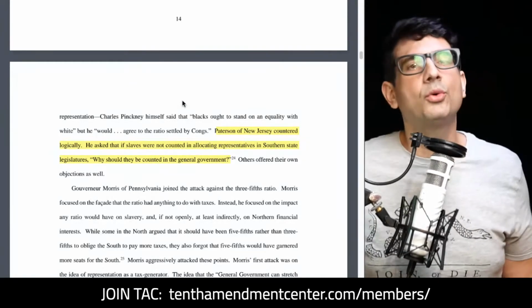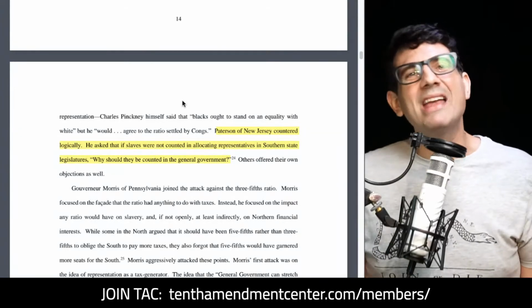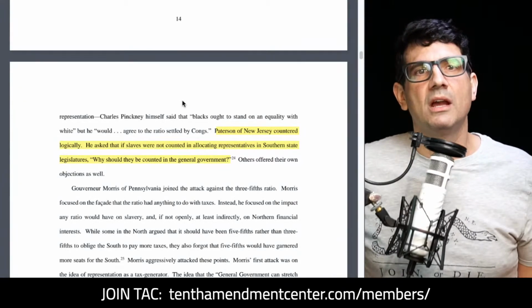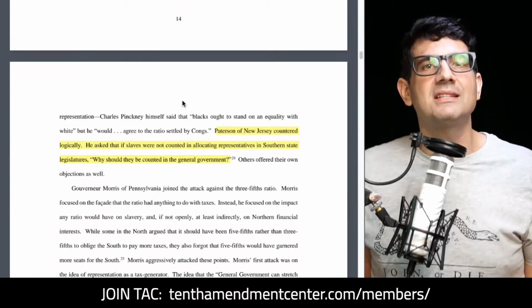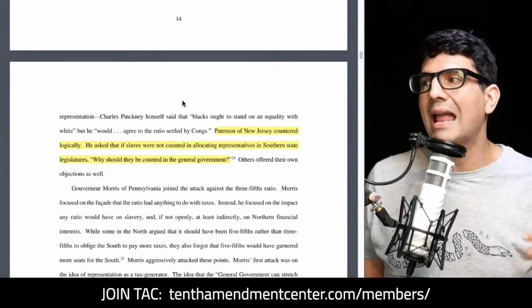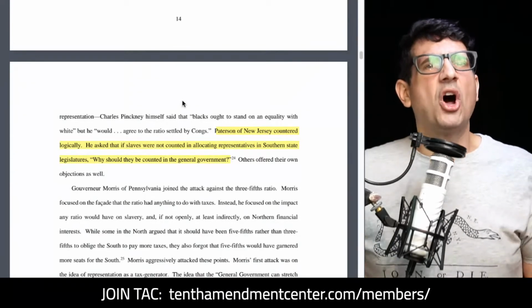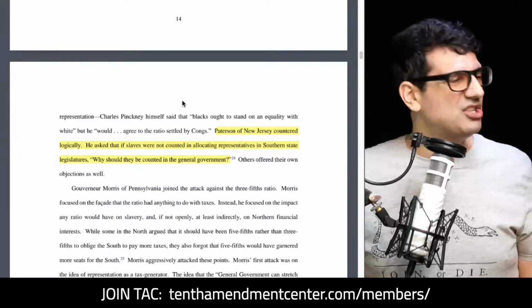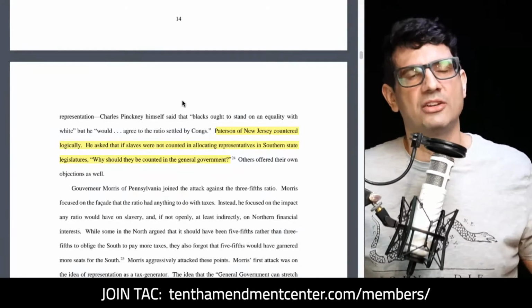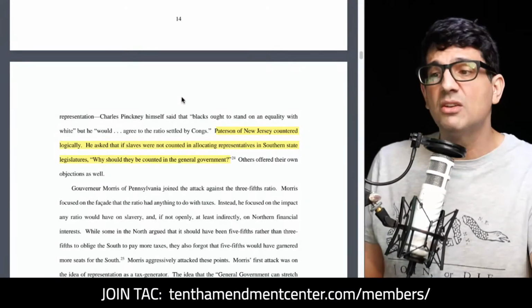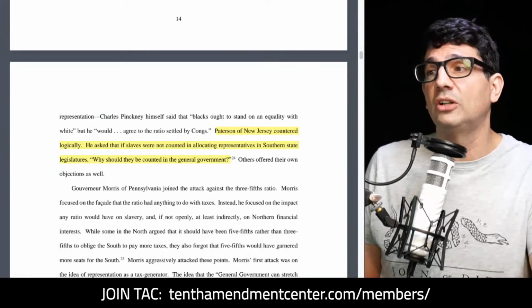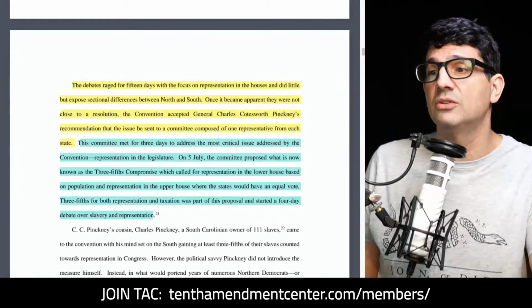Okay, you guys are having this debate, but why are we even having it about whether we should count people for representation or taxation or anything if they are owned, if they're not free? And you don't even have it in your own state constitution that they can be counted for representation. So that is a really interesting logical assertion from Patterson in New Jersey.